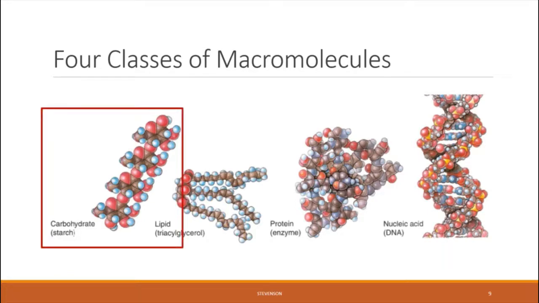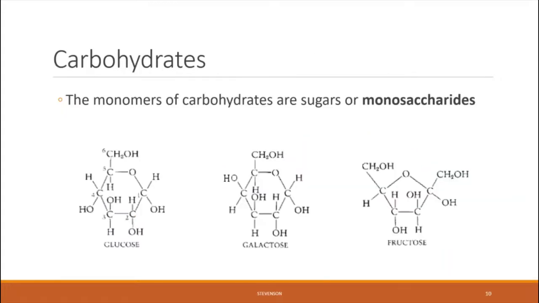So carbohydrates are large molecules that are made up of smaller building blocks called monosaccharides, which in colloquial everyday language are also referred to as sugars. So actually, carbohydrates are very large molecules that are made up of molecules that would be considered sugars.